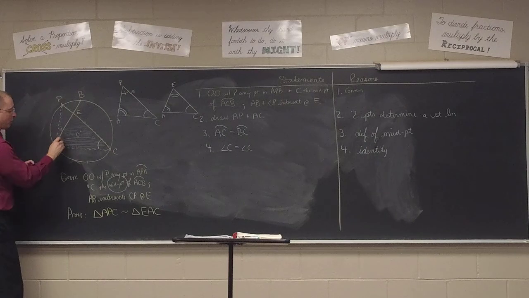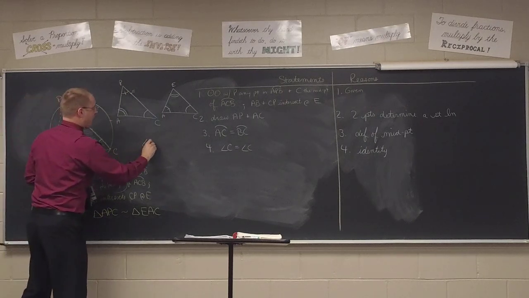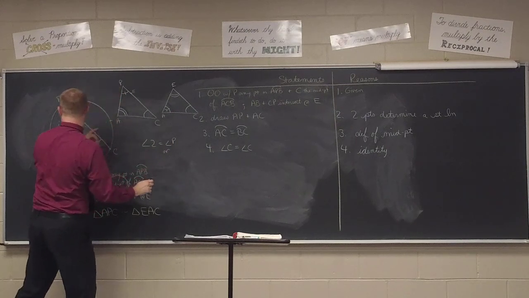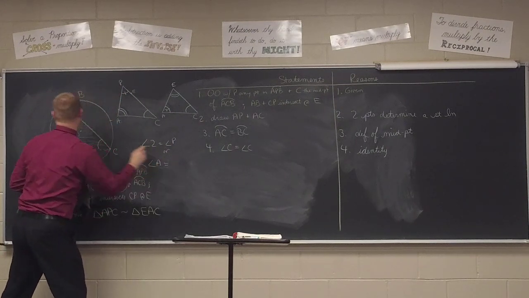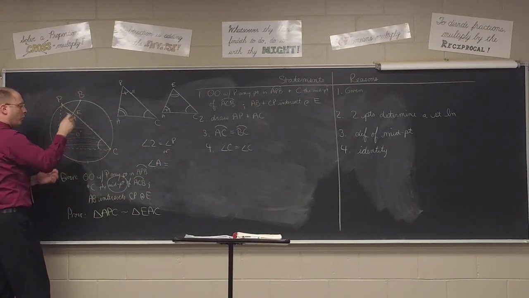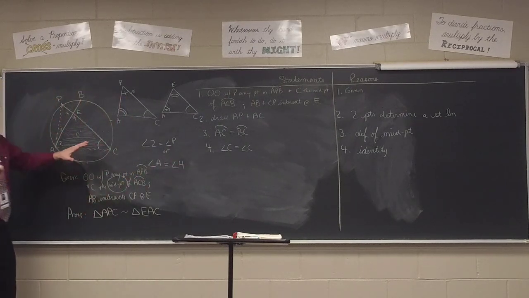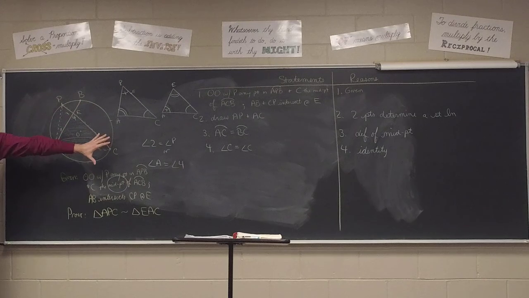Either I'm going to call this angle 1, I'm going to call this angle 2. Either angle 2 equals angle P, or we could get the whole angle A, I'm going to call these 3 and 4, or the whole angle A could equal angle 4. Do we all see that if I can get one of those two statements to be true, I'm in business? All right? Thoughts then?